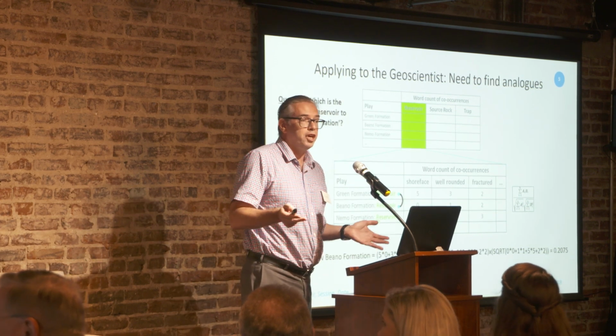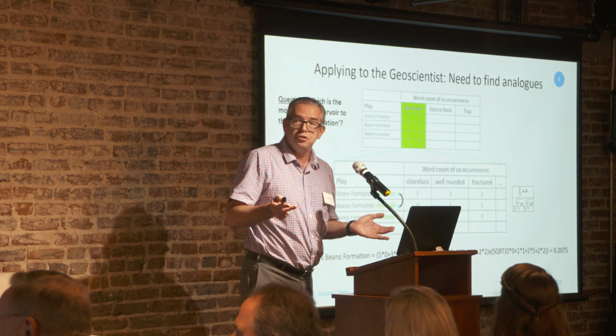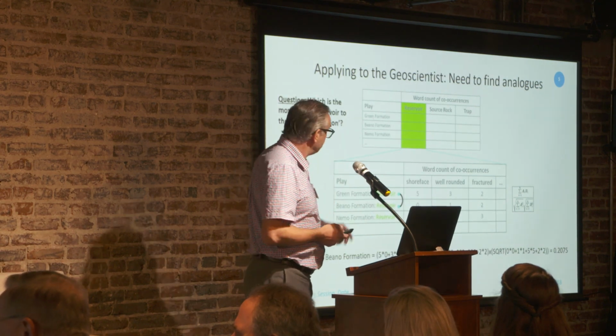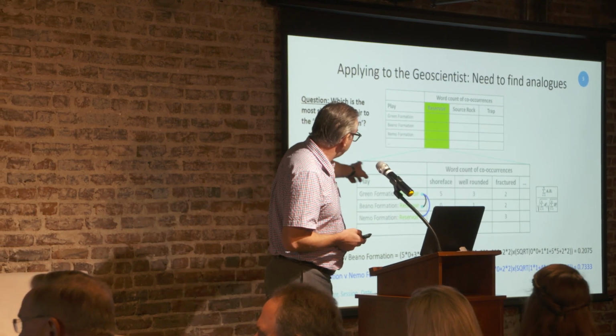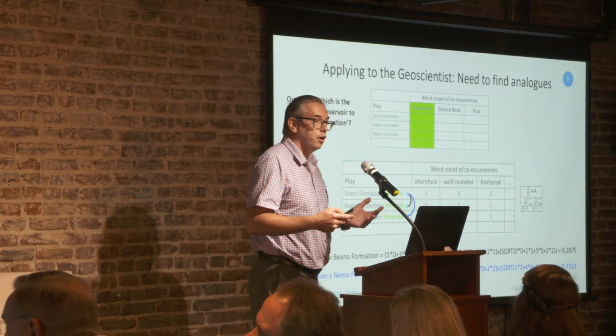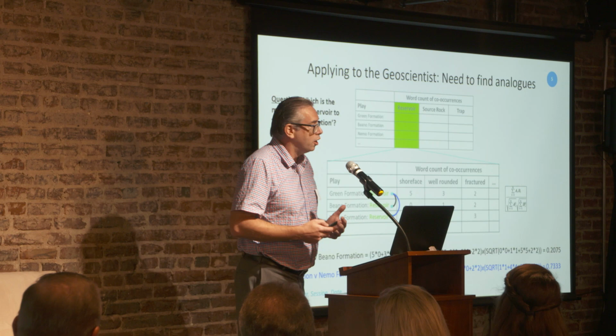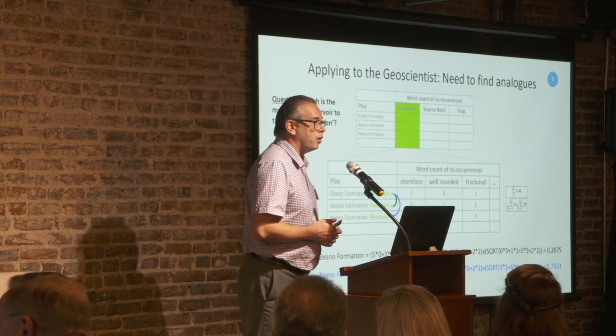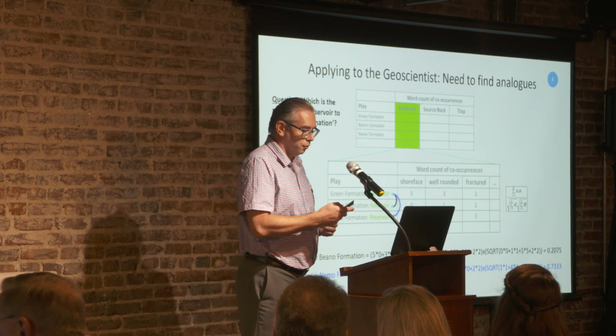Now, if we had exactly the same words and exactly the same quantities, then we would end up with 1. So we now run through the same with the green and the Nemo formation, and we get 0.733. So what we can infer is that if you were looking for an analog, and it's a very trivial example, you would say that the Nemo is a better bet than the Beano formation.